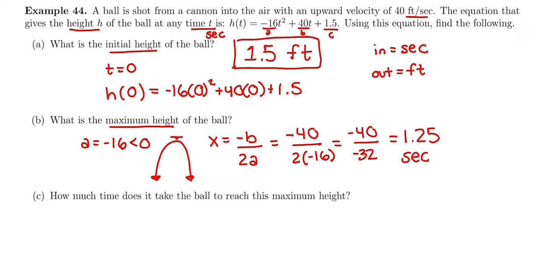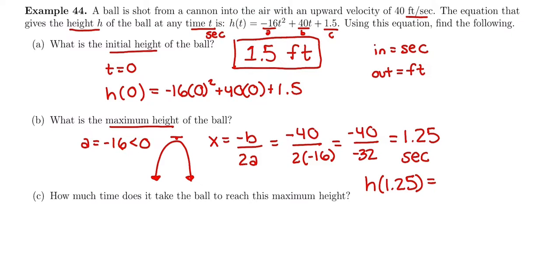Is that what this asks for, though? It says, what is the maximum height? The maximum height is 1.25 seconds. That's not true. We need to plug that in to the original function and see what that height is. So h of 1.25, I'm going to plug into the original function up here. Negative 16 in parentheses 1.25 squared plus 40 times 1.25 plus 1.5.